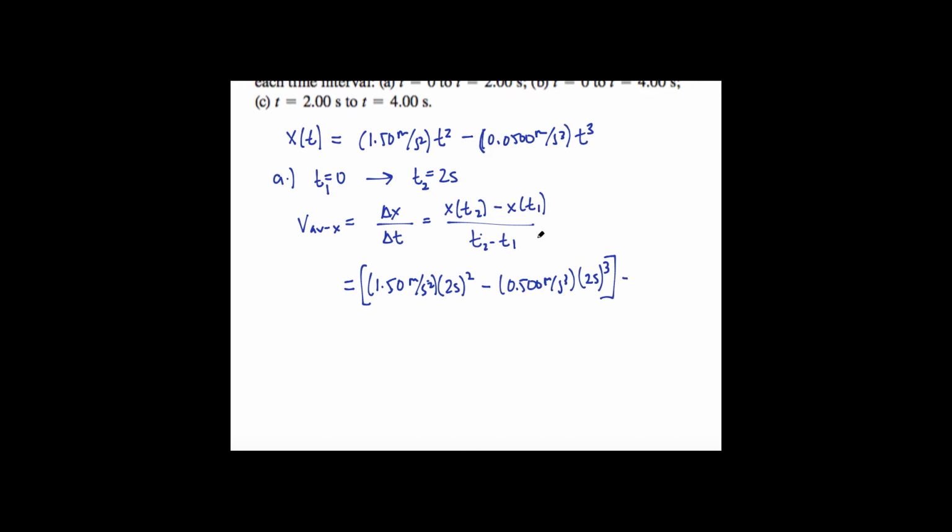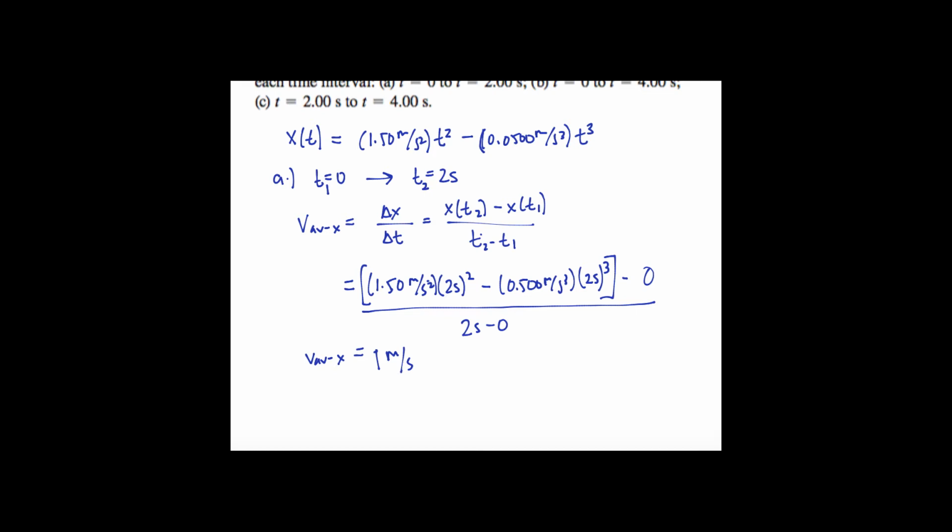From that I'm going to subtract x of t1. Well, in this case t1 is 0, so anything times 0 is 0. Since both of these have t terms, that is quite simply 0. In the denominator, I simply have 2 seconds minus 0, so we can simplify that quite easily. And you see that this works out to be, we go to our calculators, be careful of the sign, do not forget to subtract, and do not forget to cube your times. You end up with an average velocity of positive 1 meter per second.